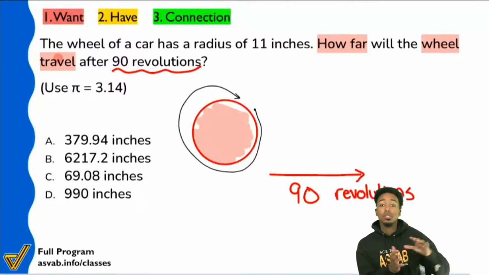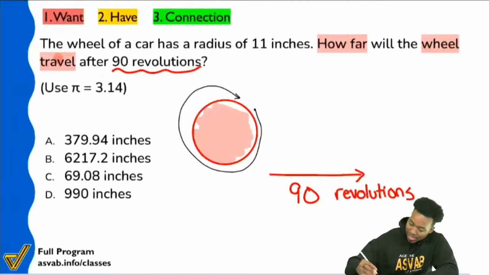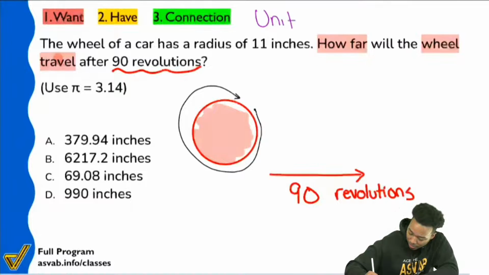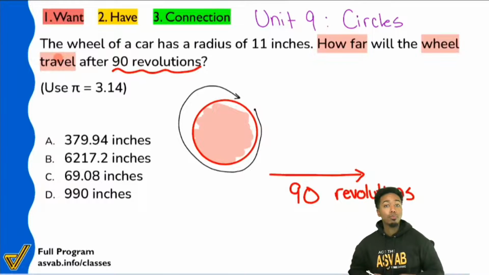Now, this is where we're going to start applying the math behind it. And this is going to be for circles. So allow me to write this here. This is going to be Unit 9 in arithmetic reasoning, specifically Unit 9 is right there. Cool. Unit 9 is specifically for circles. So we're talking about circumference, area, and these types of problems that you see. So first things first, everybody, how are we going to get to 90 revolutions? Well, take it step by step.